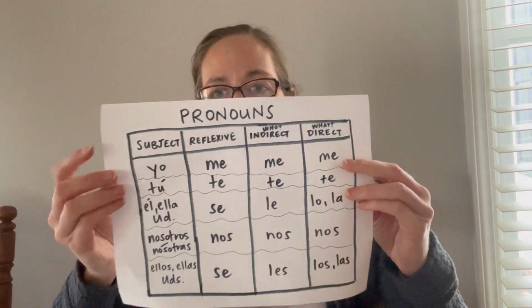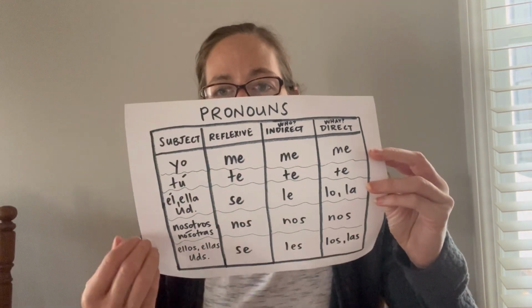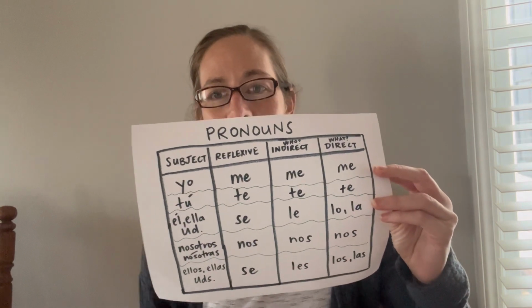Flip to página 118. Some important things to remember about object pronouns. One, the order of pronouns. Take a second and read that. Oh, look, it says the order is reflexive, indirect, and direct. So, let's fill out the rest of our chart.